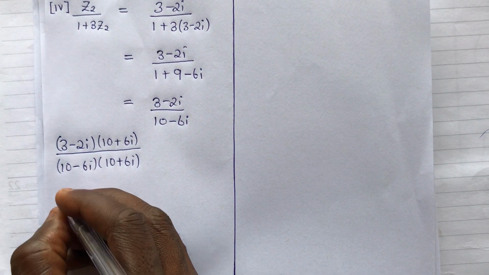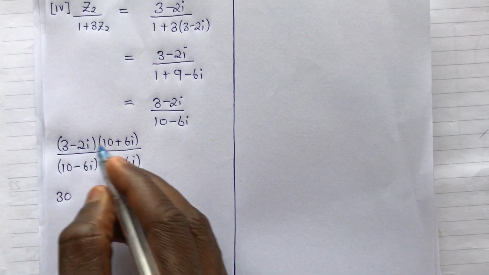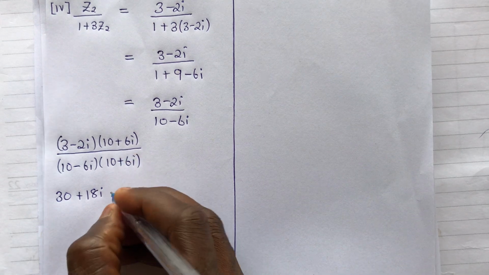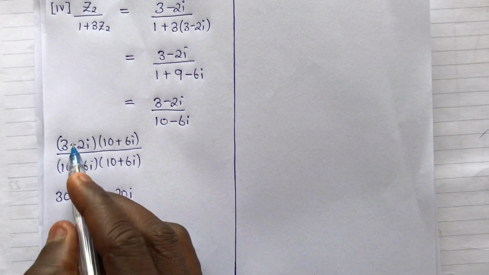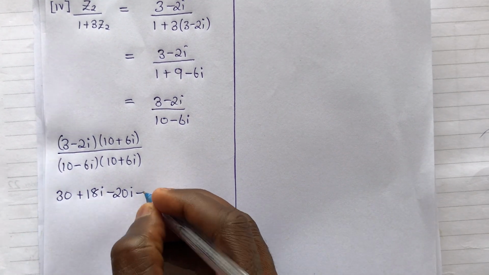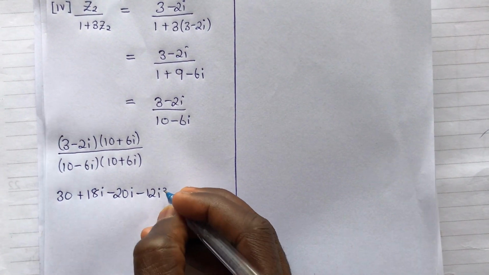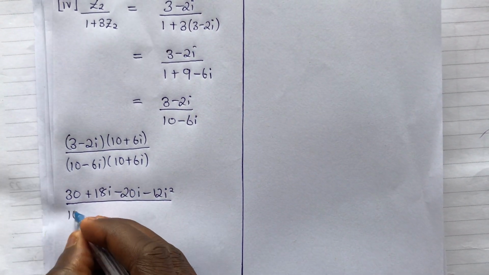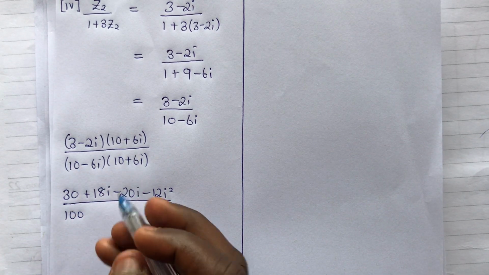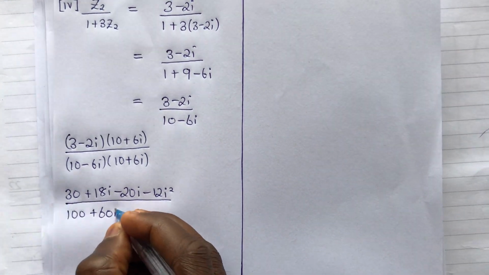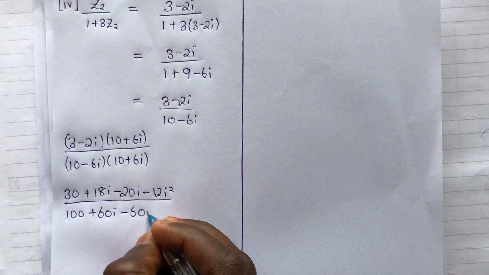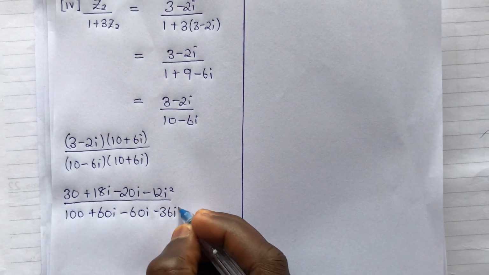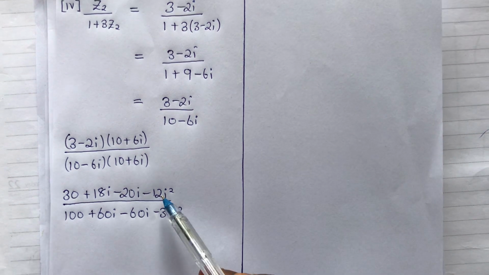3 by 10, we are getting 30. This by this is giving us plus 18i. This by this is giving us minus 20i. And this by this is giving us minus 12i squared. And we divide this by 10 by 10, we are having 100. This by this is giving us plus 60i. This by this minus 60i. And this by this is giving us minus 36i squared. So we all know this is -1.